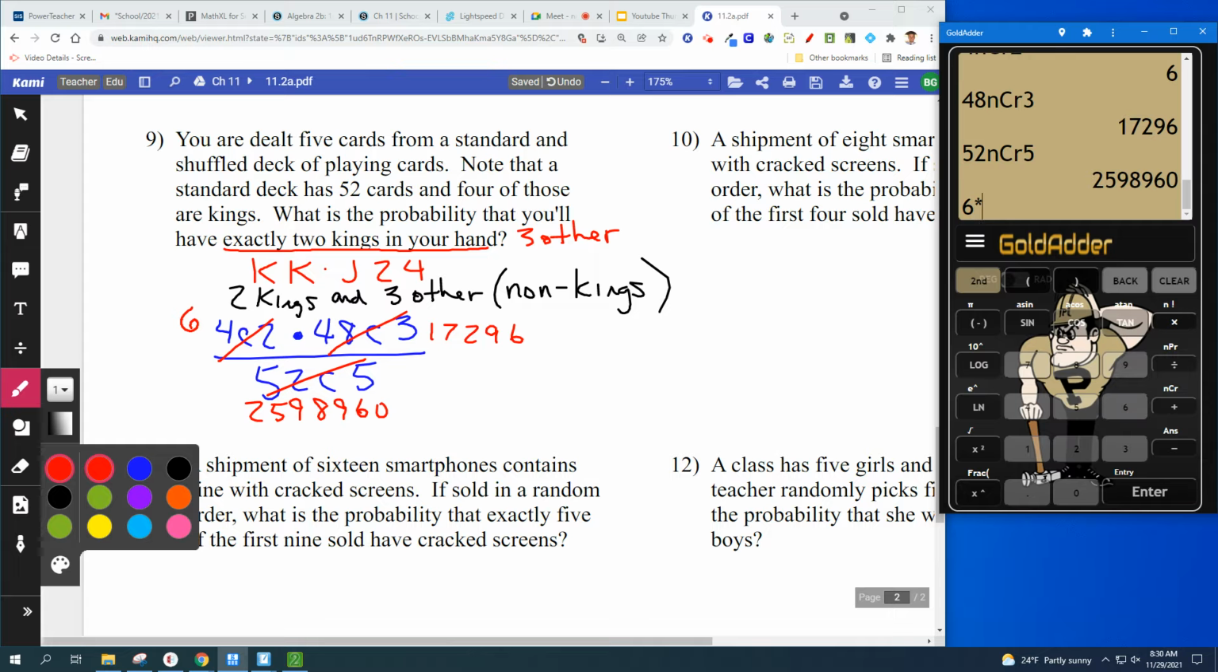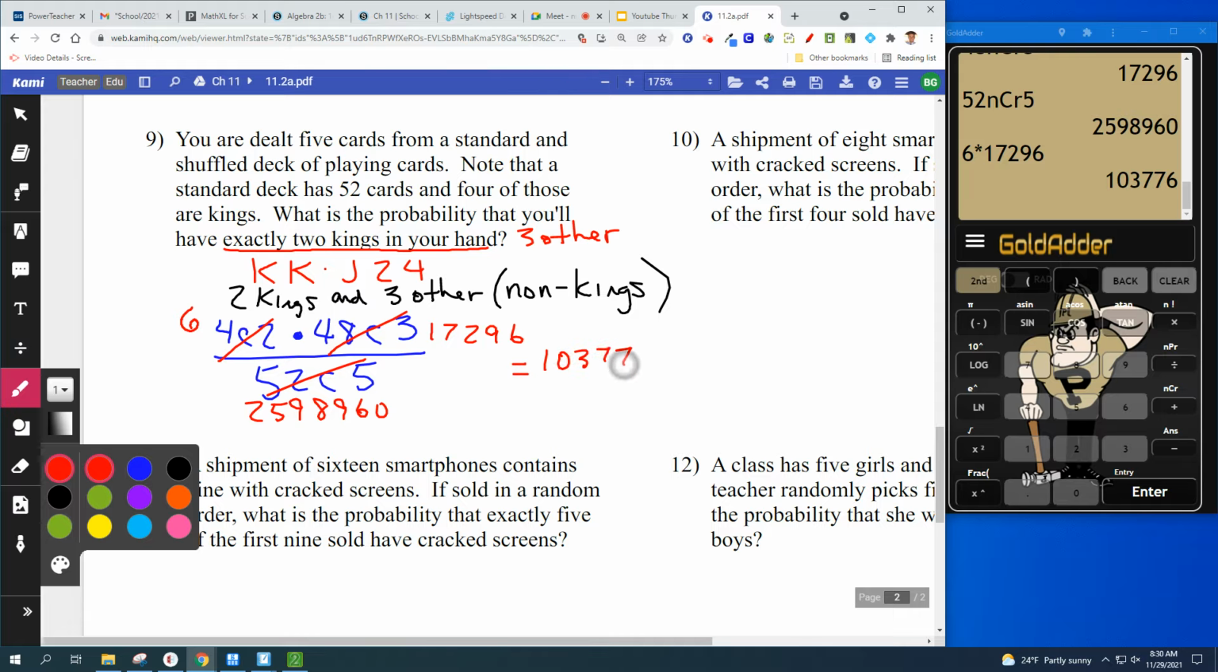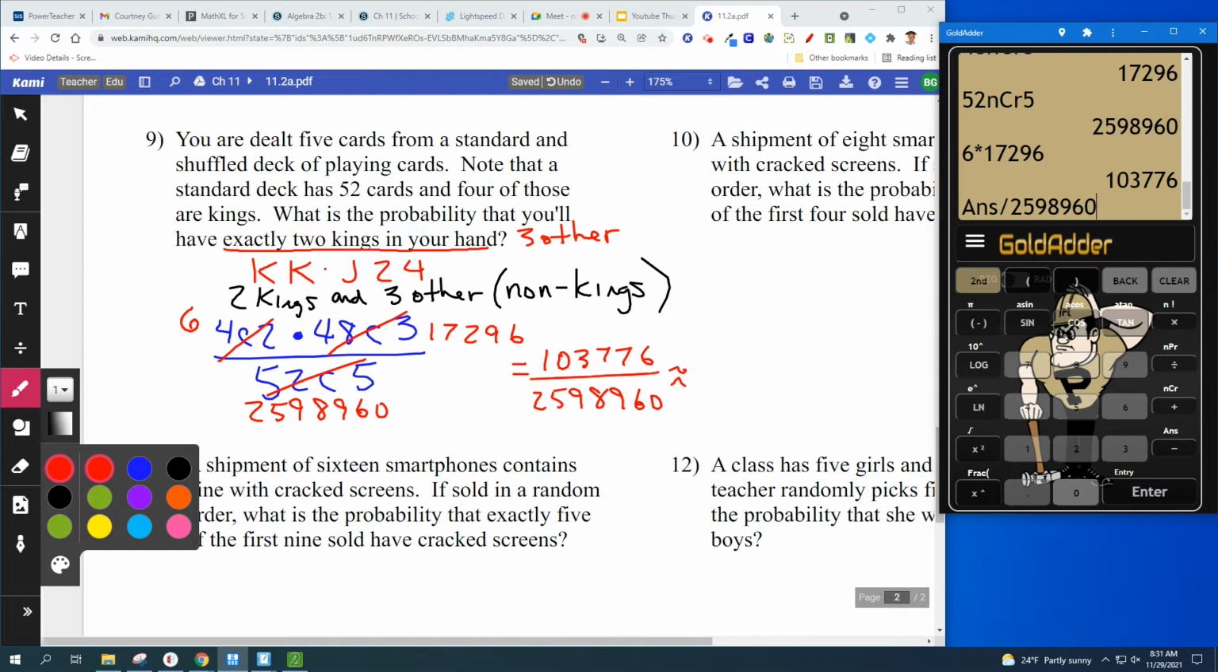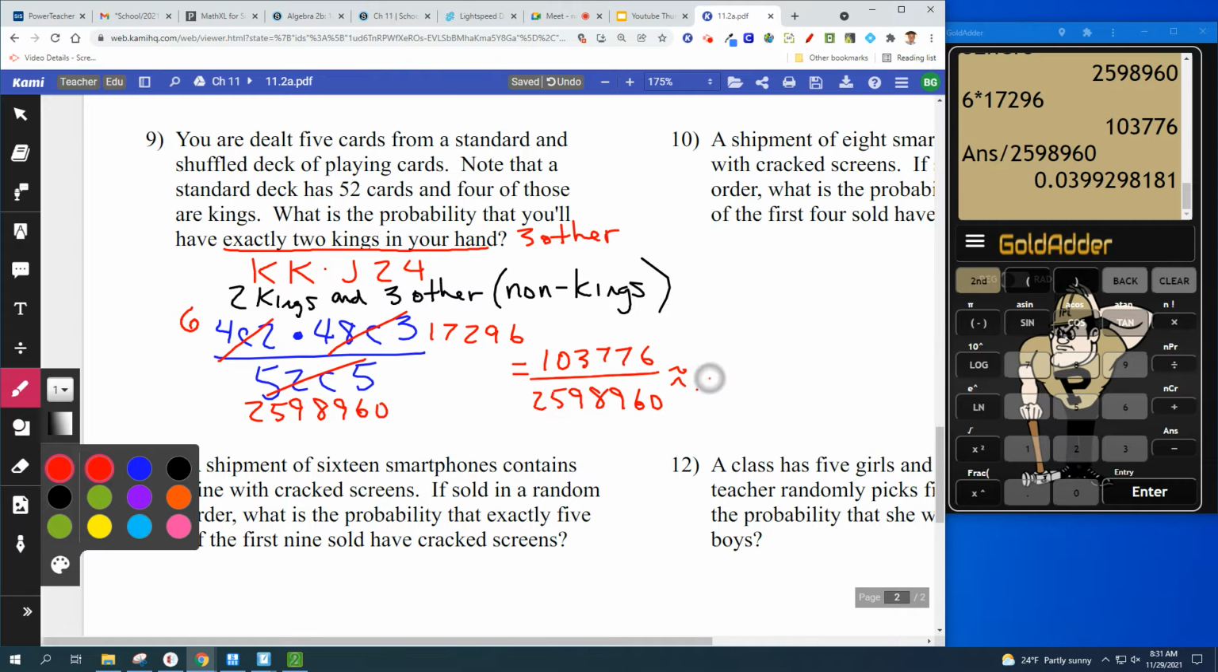All right. So 6 times 17,296. That's your numerator, over 2,598,960. So we're getting about 0.0399.